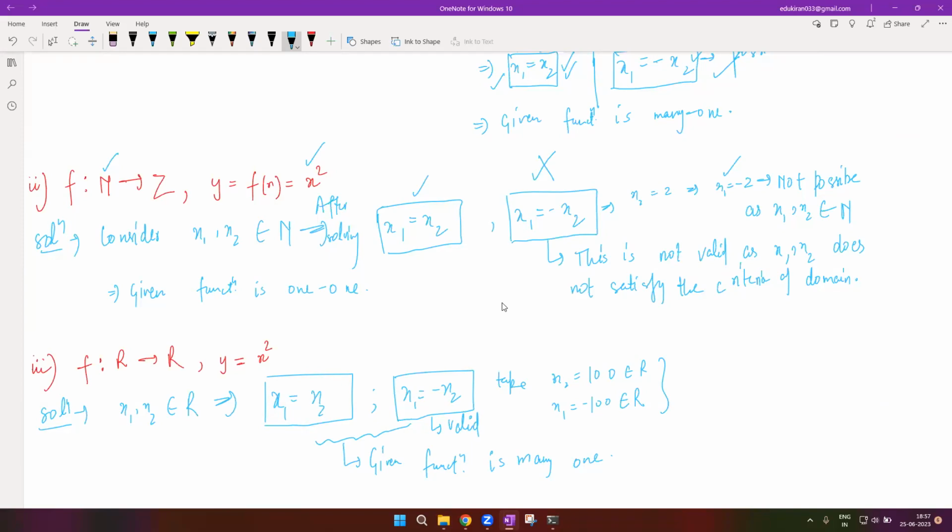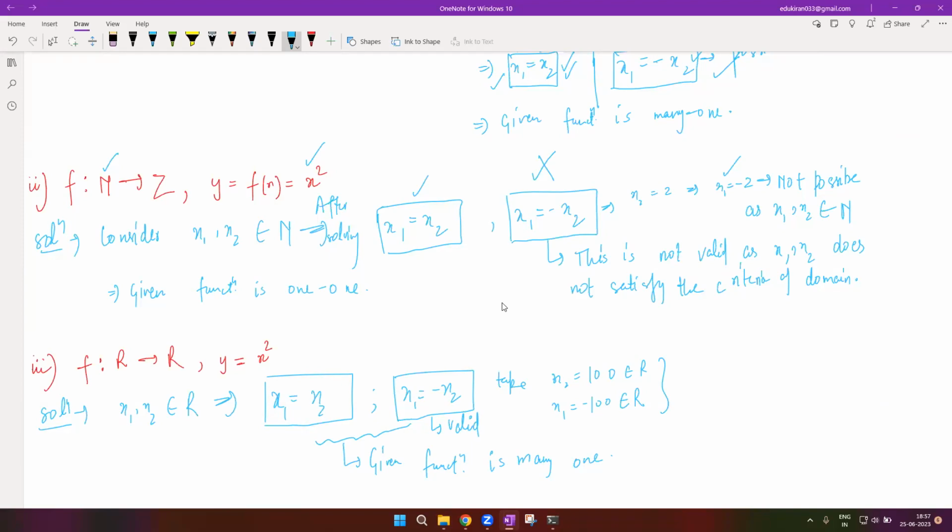And onto and into is the property of range, or rather codomain, whatever you want to say. So if your domain is changing, it may be possible that the type of function also changes from 1, 1 to many 1 or many 1 to 1, 1. Both sides can be possible, right?